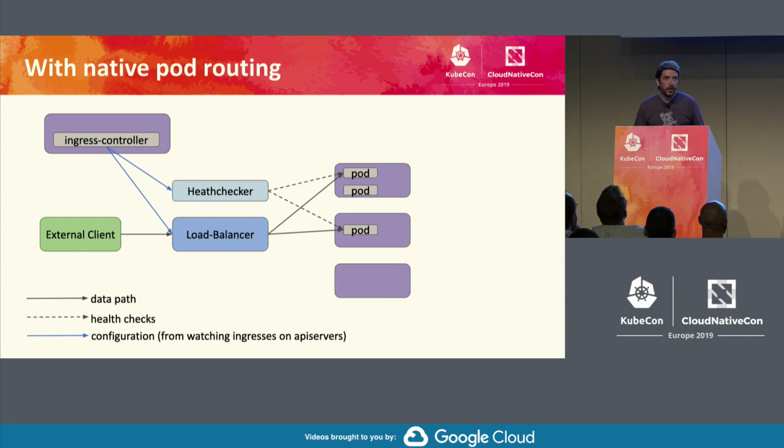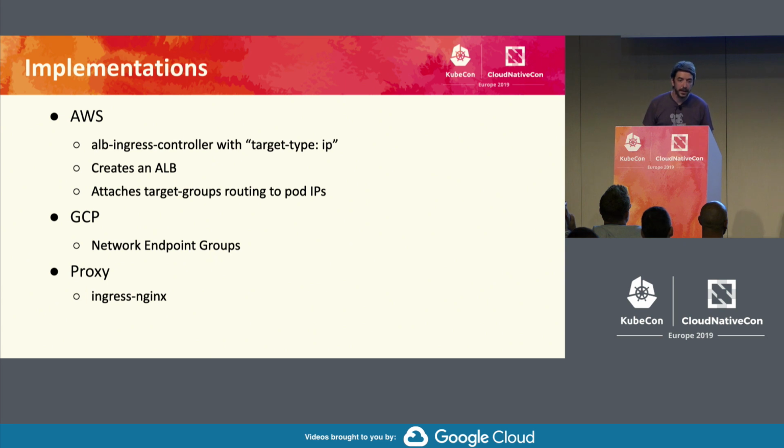For this reason, we really believe that the future is to do native routing. In this case, the load balancer routes traffic directly to pod IPs, and this is of course only possible if your pods have native IPs in the VPC, which is what we were showing before. There are several implementations of this design. On AWS, for instance, you have a controller called the ALB ingress controller, which can be configured to route traffic directly to pods instead of instances, so it's much more efficient.